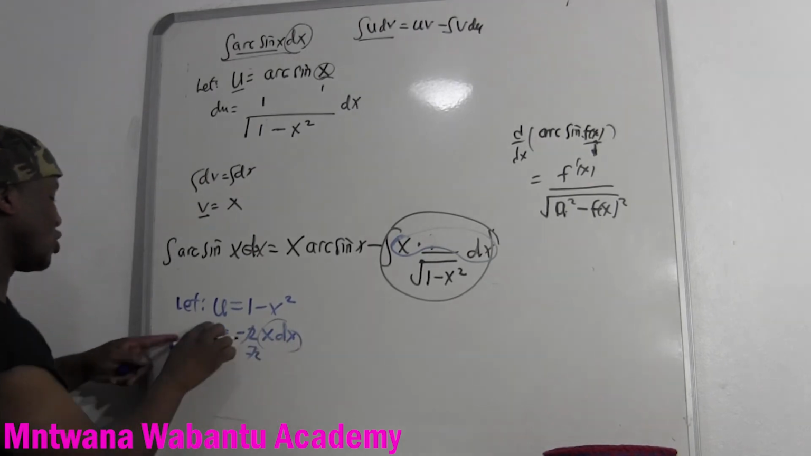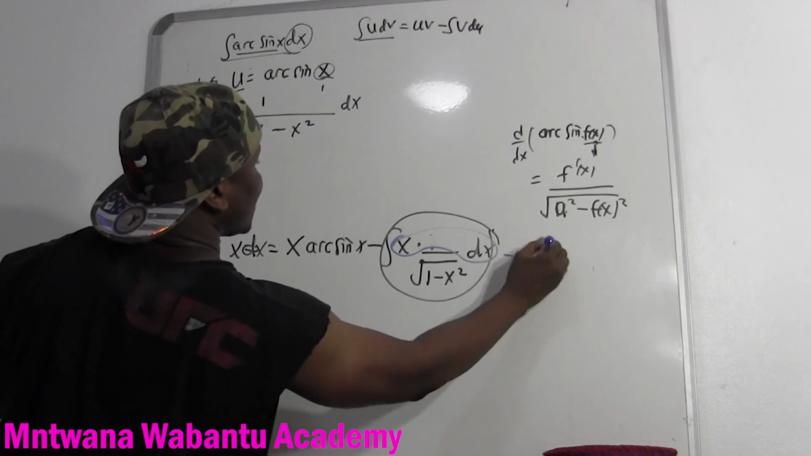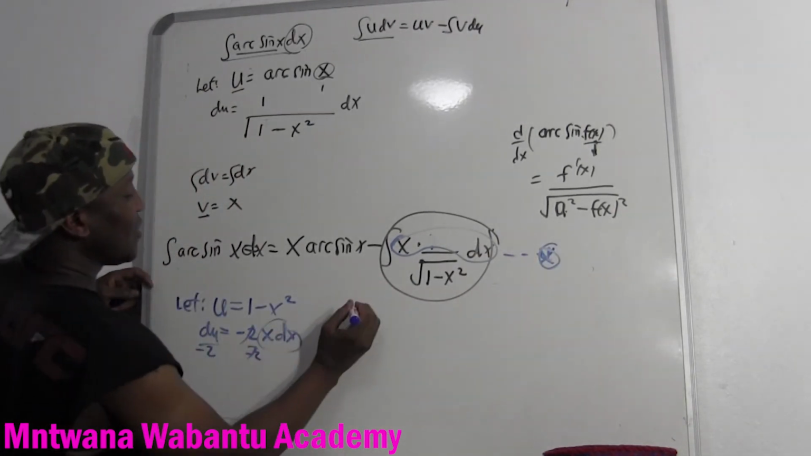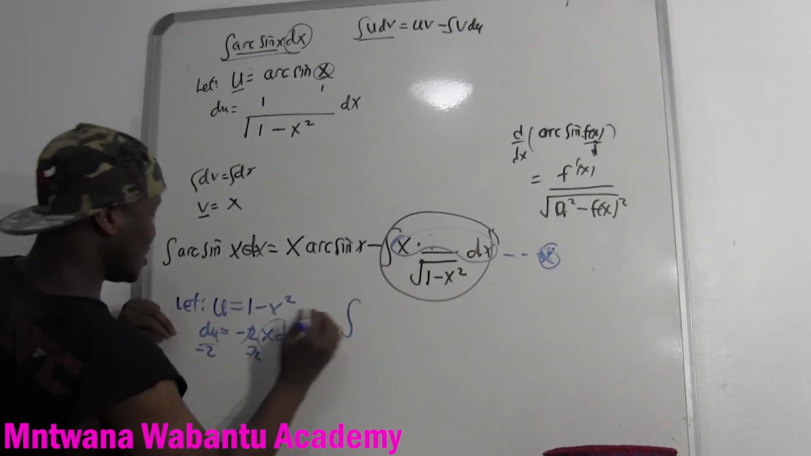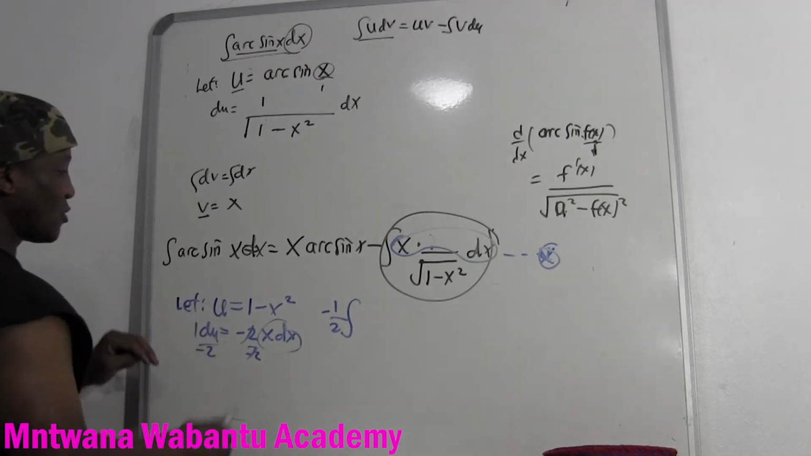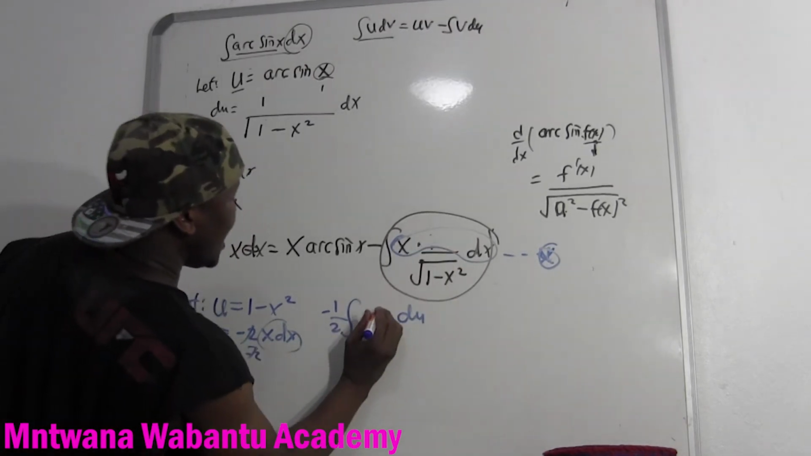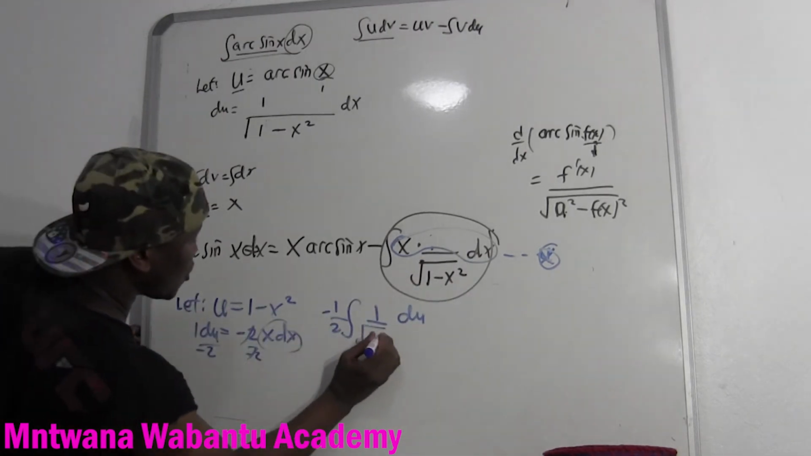This cancels, so x dx equals du over negative 2. Let me deal with this and that will come. Let me say this is the first equation. So now the integral of x dx is du over negative 2. Let me take 1 over 2 out. So this is du, and then 1 over the square root, where 1 minus x squared equals u.